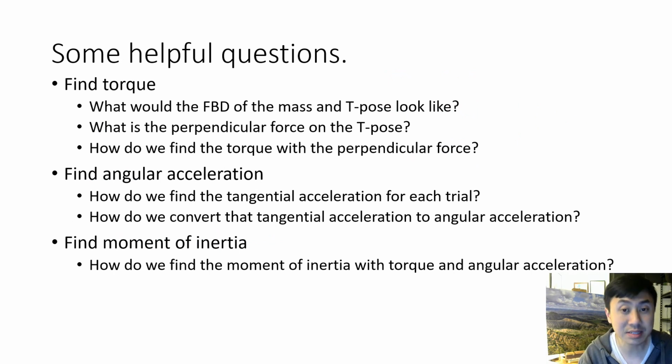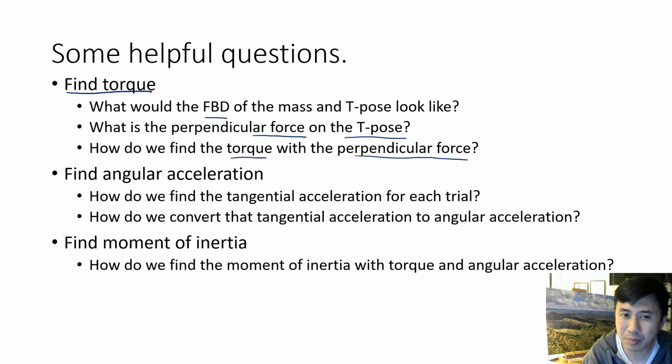This lab takes many steps to find that moment of inertia. It takes kind of 2 bodies of work. Number one, take some time and find the torque for each trial, meaning maybe do a free body diagram. You only need to do this once. And then from that free body diagram, what perpendicular force is on that T-pose? What's pulling it? What's that perpendicular force? What's it called, and what is its value? And then when we know that perpendicular force, how do we convert that perpendicular force to torque? Think about it. Figure that out. I can't tell you. And then, so once you do that, that's part one.